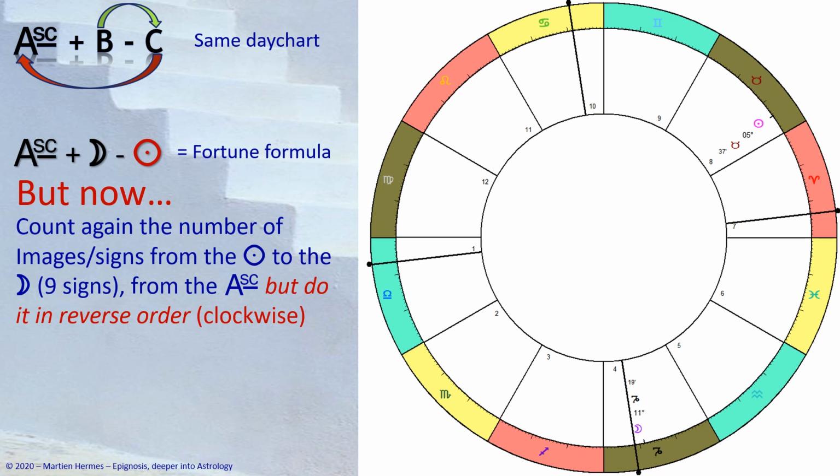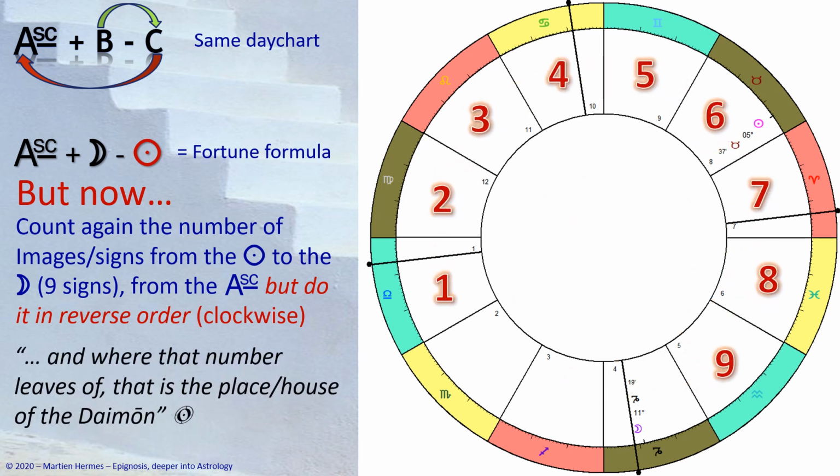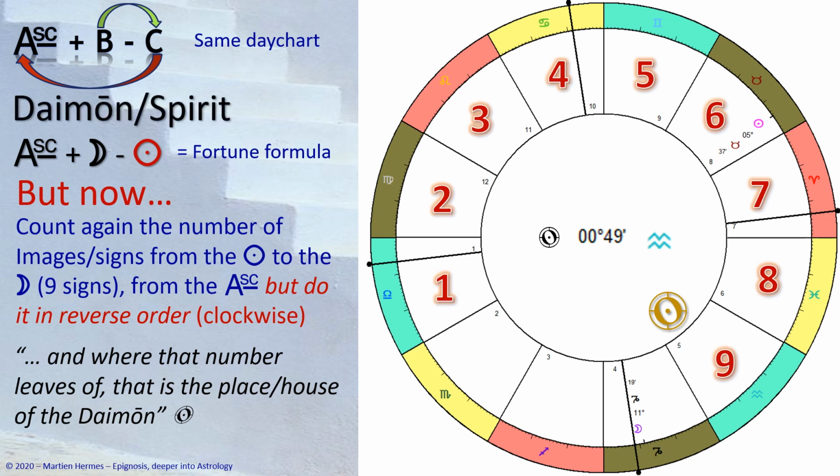But now I'm going to do something a bit different, because I'm using the same formula, the formula of fortune, and now I'm going to count the distance between these two planets in the opposite direction, in reverse order. So now I'm going to do it clockwise, like this. And when I do that, where that number leaves off, that's the place or the house of the daimon. And when I calculate this by means of the software, you get the calculation that the lot of the daimon, spirit, is at the first degree of the water pourer. So that's correct. What's interesting is that this is actually the location of the lot of spirit, but I've calculated it with the same formula, and the only thing that I did differently was to count it in the reverse order. So that's what I did over here.